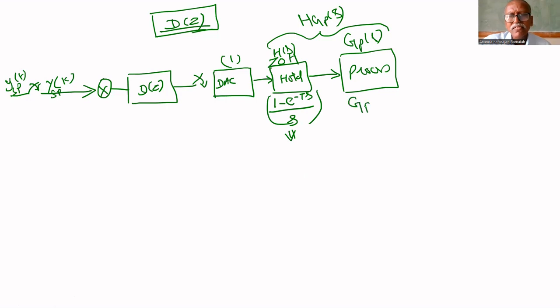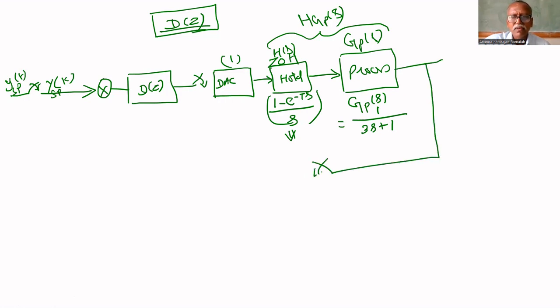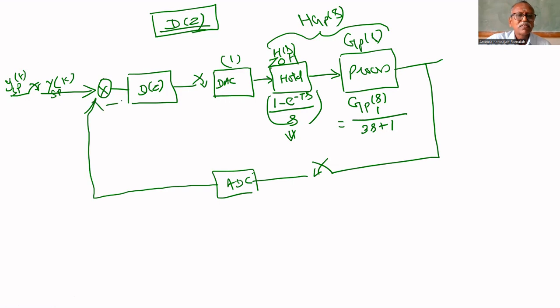Here, this transfer function is GP of S. In this case, let us assume that it is 1 by 3S plus 1. The transfer function GP of S equals 1 by 3S plus 1. So this output is sampled and given to the ADC. It is just converting the analog value into a digital one. Now it is given as feedback.